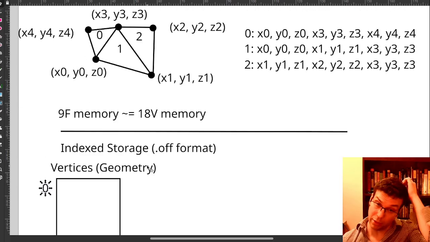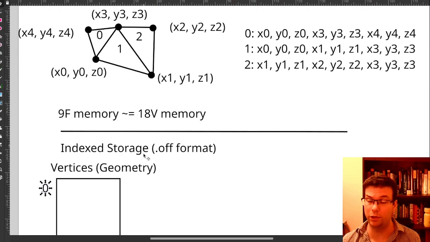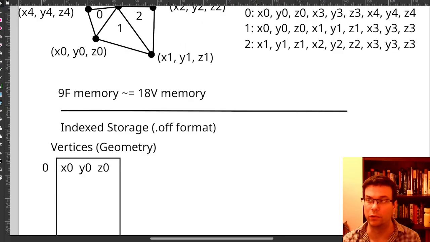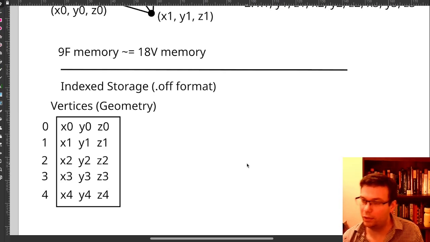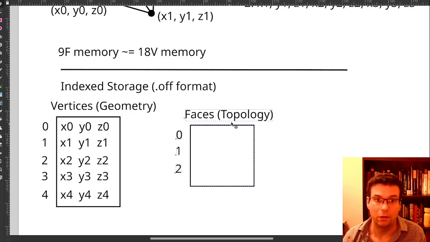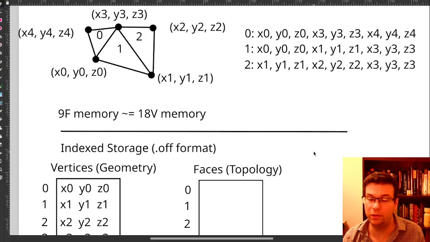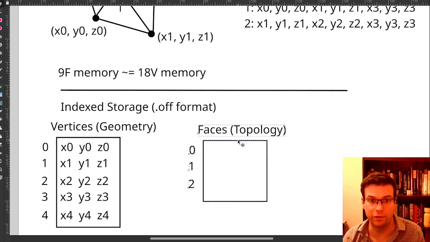I'm going to make the first table with just the coordinates of the vertices that are involved. I'm not going to worry at all about the triangles or the connectivity information. I'm just going to put in the x coordinate, the y coordinate, and the z coordinate of each vertex. Okay, so there it is. Now I'm going to create a second table whose sole purpose is to store the faces. That's the connectivity or topological information, and I'm going to completely separate that from the geometric or vertex information.